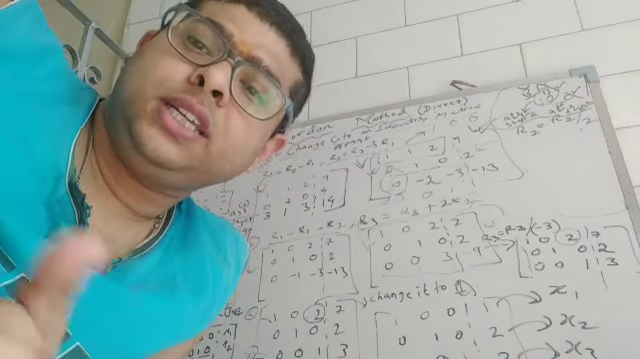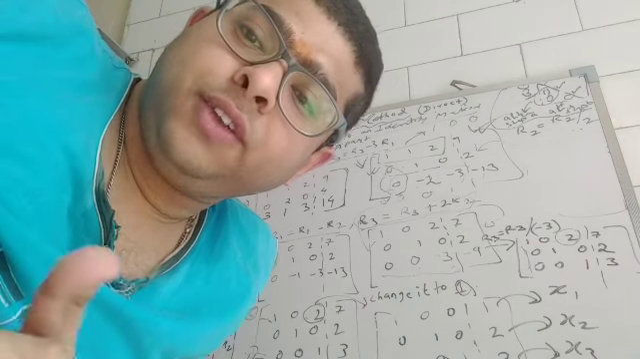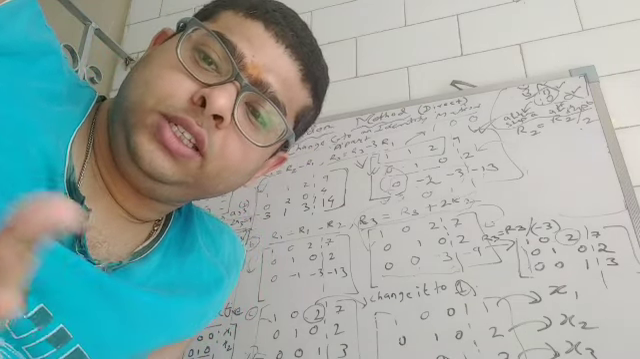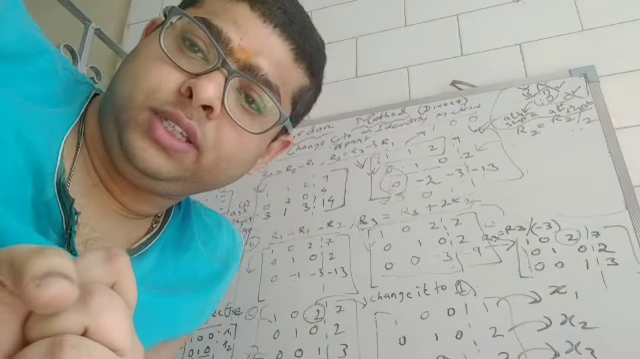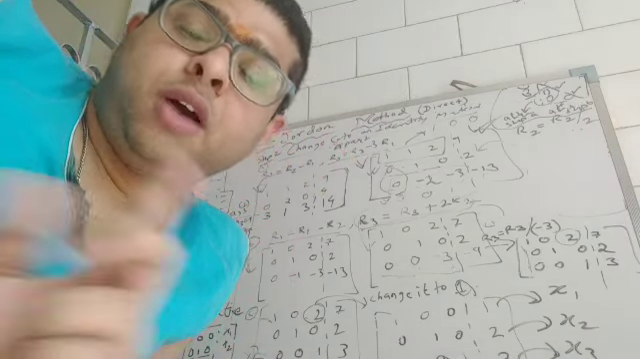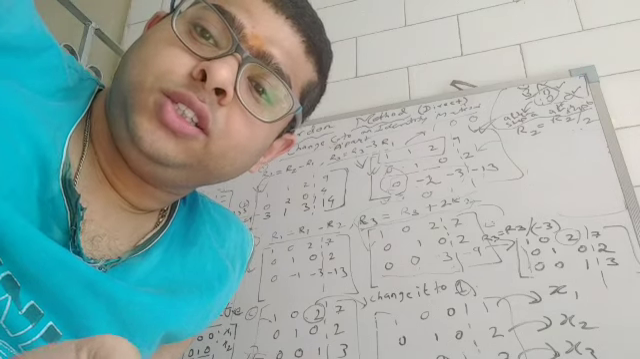Today I will be discussing a direct method of solving linear algebraic equations. Direct means you will get the exact value of the unknown variables. Okay, so our method will be the Gauss-Jordan method.